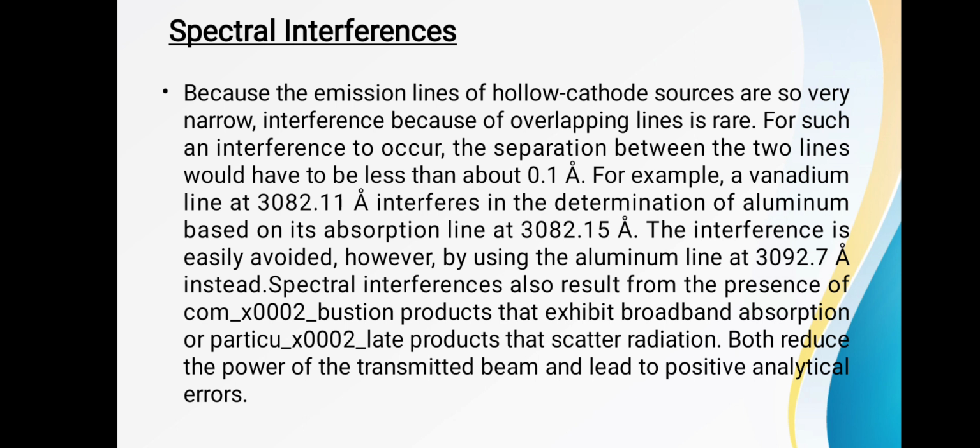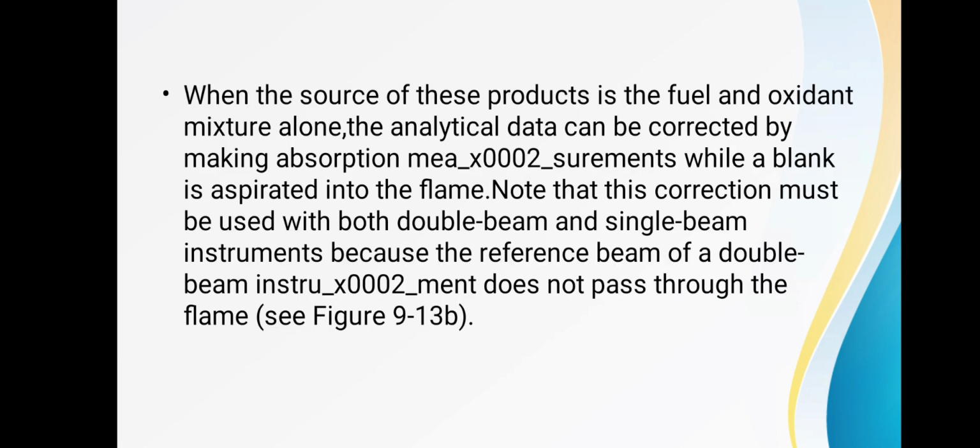The spectral interferences also result from the presence of combustion products that exhibit broadband absorption or particulate products that scatter radiation. Both reduce the power of the transmitted beam and lead to positive analytical errors. When the source of these products is the fuel and oxidant mixture alone, the analytical data can be corrected by making absorption measurements while a blank is aspirated into the flame. Note that this correction must be used with both double beam and single beam instruments because the reference beam of a double beam instrument does not pass through the flame.